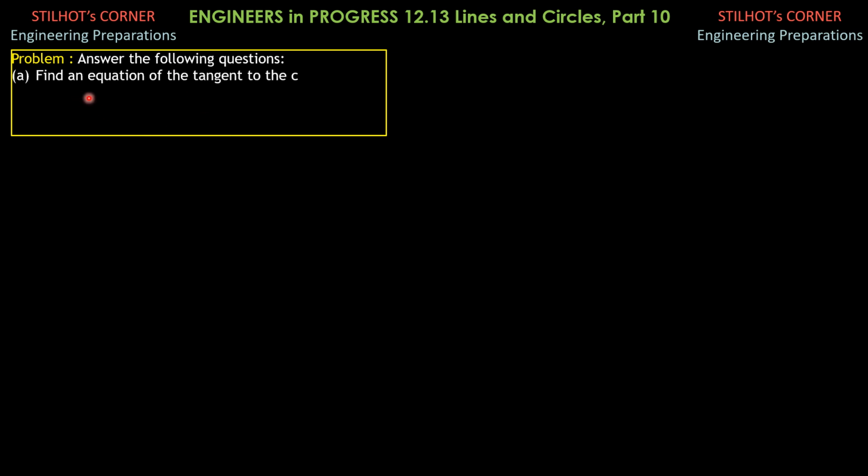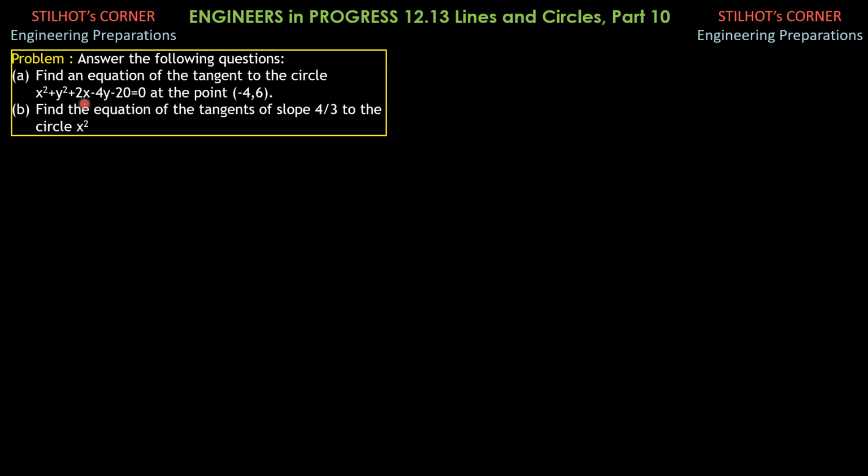Part A, find an equation of the tangent to the circle x squared plus y squared plus 2x minus 4y minus 20 equals 0. This is a circle because the coefficients of the second degree terms are equal, and each is 1, at the point (-4, 6). And B, find the equation of the tangents of slope 4/3 to the circle x squared plus y squared minus 4x plus 6y plus 4 equals 0.